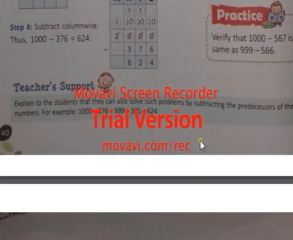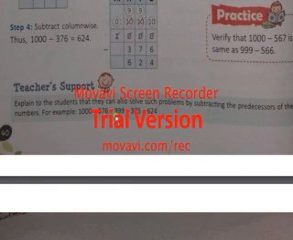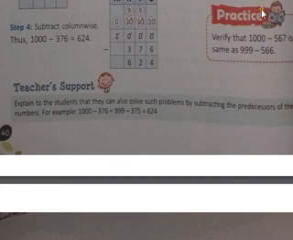So students, I will be explaining you further from teacher support, or I will read this and explain to the students that they can also solve such problems by subtracting the predecessor of the given numbers. For example, 1000 minus 376 is equal to 999 minus 375 is equal to 624. That means when we subtract one less, then also the answer will be the same. Okay, you can check it at your home. When you make 2 less from there and 2 less from here, then also the result will be the same.